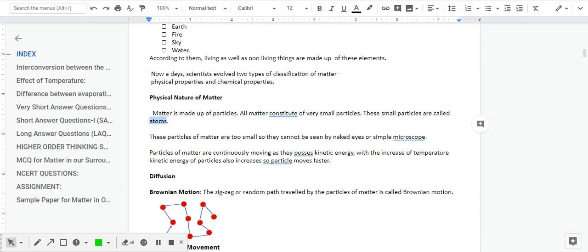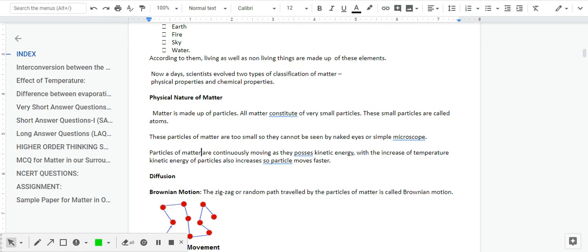See this? All these small particles from which each and every state of matter has been made, or whatever object you are seeing around yourself, is made up of small particles known as atoms. For example, these particles of matter you can't see with your normal or naked eyes. They can be seen only with the help of a microscope. Particles of matter are extremely small, that's why you have to use a microscope for that. They cannot be seen through your normal eyes.